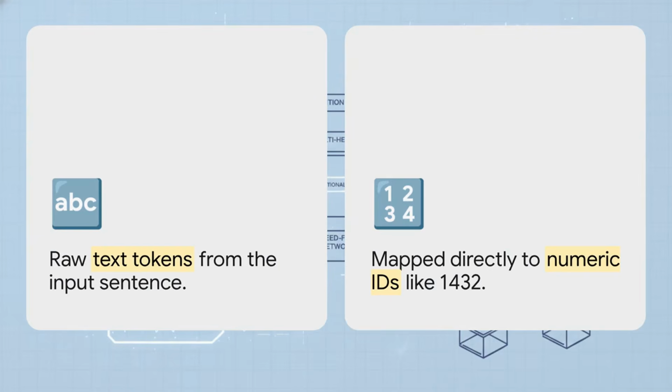Once the text is shattered into tokens, it undergoes mapping. A raw text token is mapped directly to a numeric ID. For instance, a word might become 1432 or maybe 5256. This is a critical barrier to understand, guys. The neural network is completely blind to human letters. It can only process numbers.